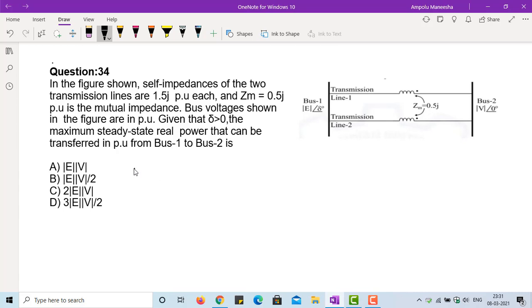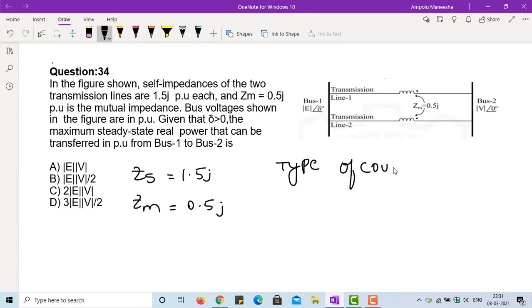It is given that self-impedance Zs is equal to 1.5j per unit of each transmission line and Zm is equal to 0.5j per unit. And also from the figure we can say that the type of coupling is additive. Right?